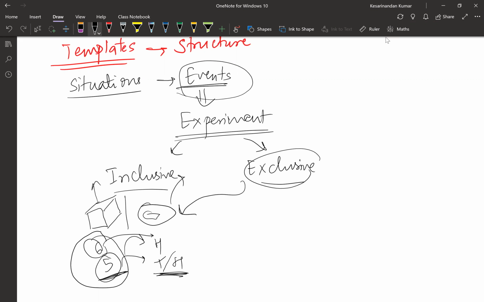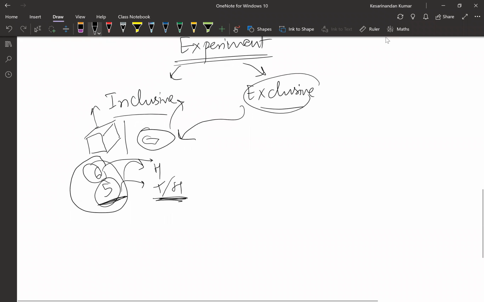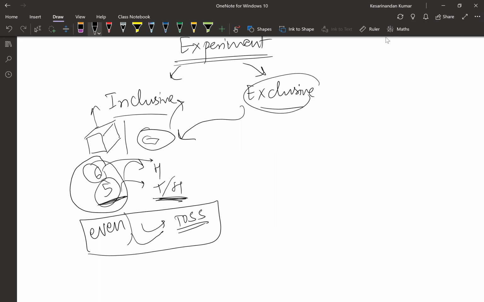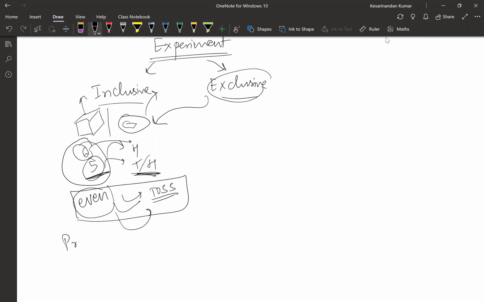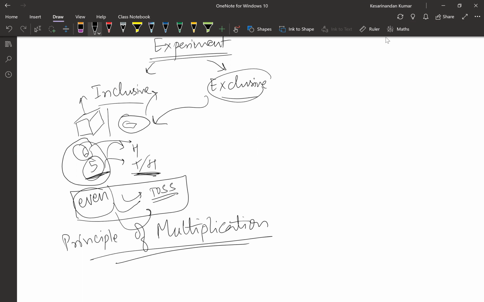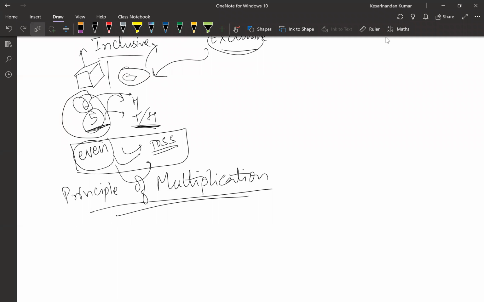Let's say I give you the scenario where only if I get an even number, I will toss the coin, otherwise I won't. Then it has become an inclusive event, because what is happening here is influencing my decision. So we come to a small principle, called the principle of multiplication. This is for inclusive and exclusive both.